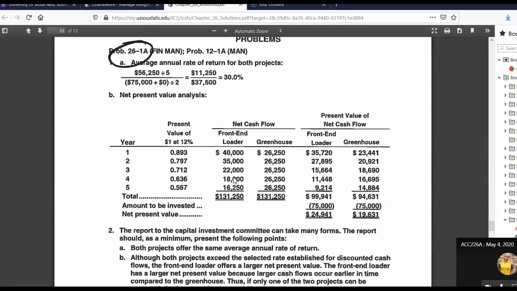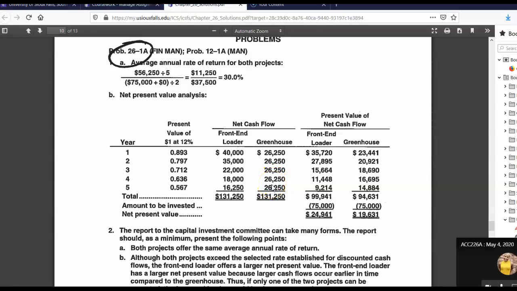Now this one, they actually did it in one problem, but there's 2 calculations here. What they tried to do was put the present value factor for $1 for all 5 years one time. So they just put it here. But then I think they could have made this a little clearer. You could have done this twice and I think made it clearer. So they put the cash flows here for the front end loader. They put the cash flows for the greenhouse here.